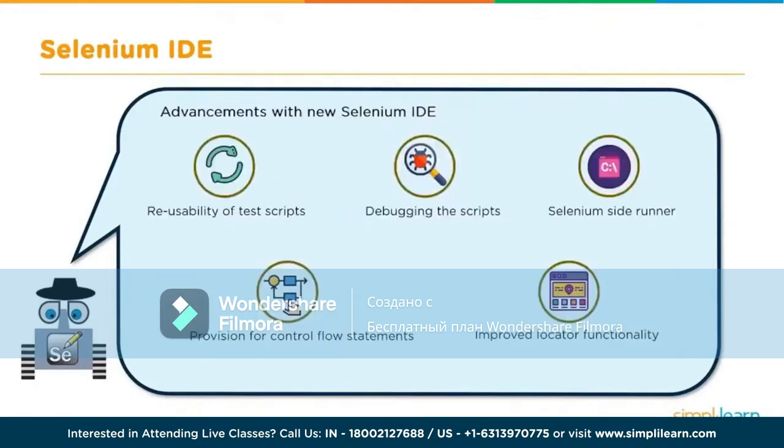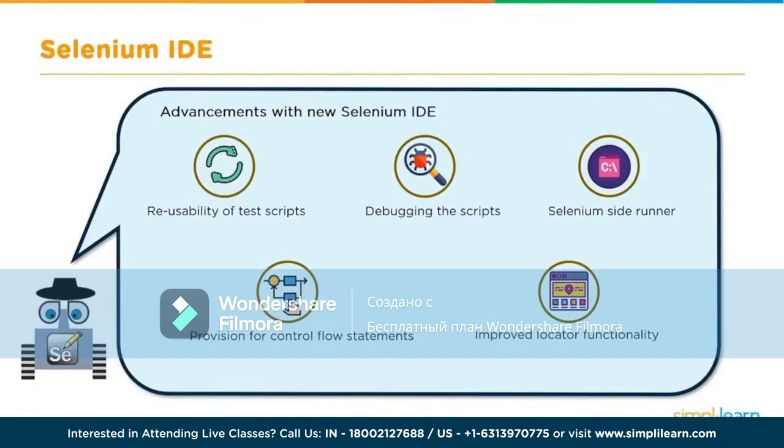Now with this new IDE also comes a good amount of features. Reusability of test cases, better debugger, and most importantly, it supports parallel test case execution. So they have introduced a utility called Selenium Side Runner that allows you to run your test cases on any browser. So you can create your automation using IDE, say on Chrome or Firefox, but through the command prompt, using your side runner, you can execute these test cases on any browser, thereby achieving cross-browser testing.